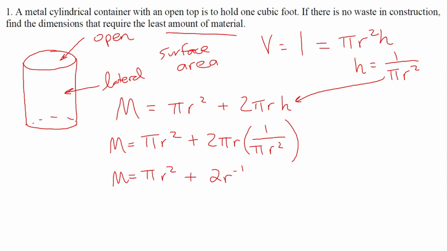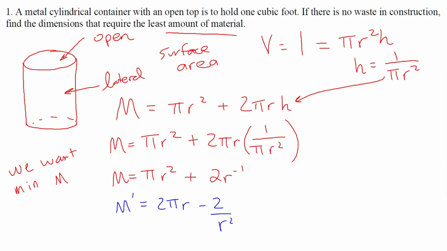Well, what we want is to have the least amount of material, which means that effectively we want the minimum amount of material used. So what we need to do is take a derivative of this function and see when this function is at a minimum. So m prime will be 2 pi r, and then the derivative of the 2r to the negative 1 should be negative 2 r to the negative 2, or negative 2 over r squared.